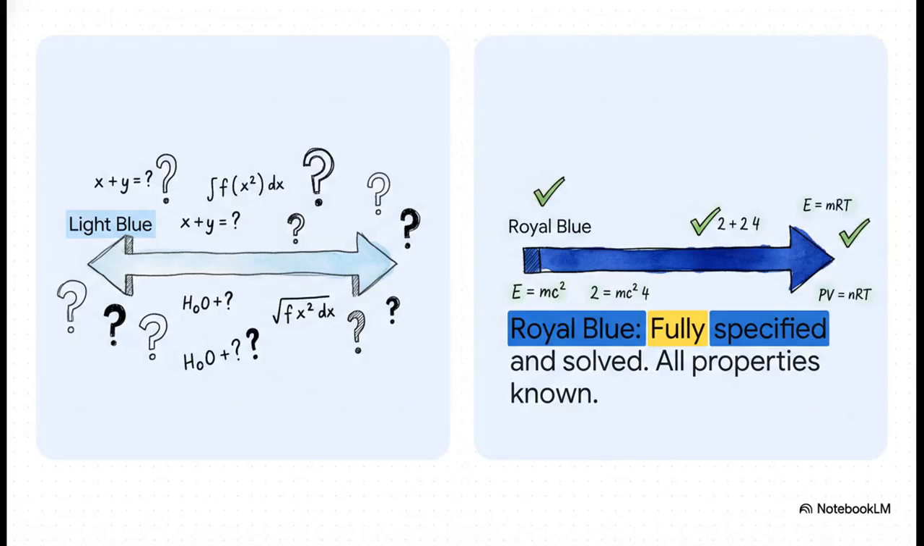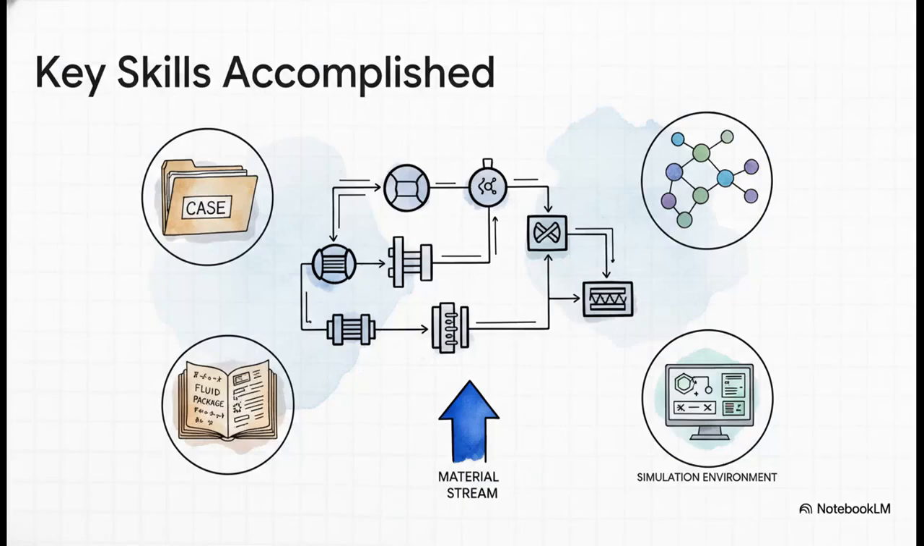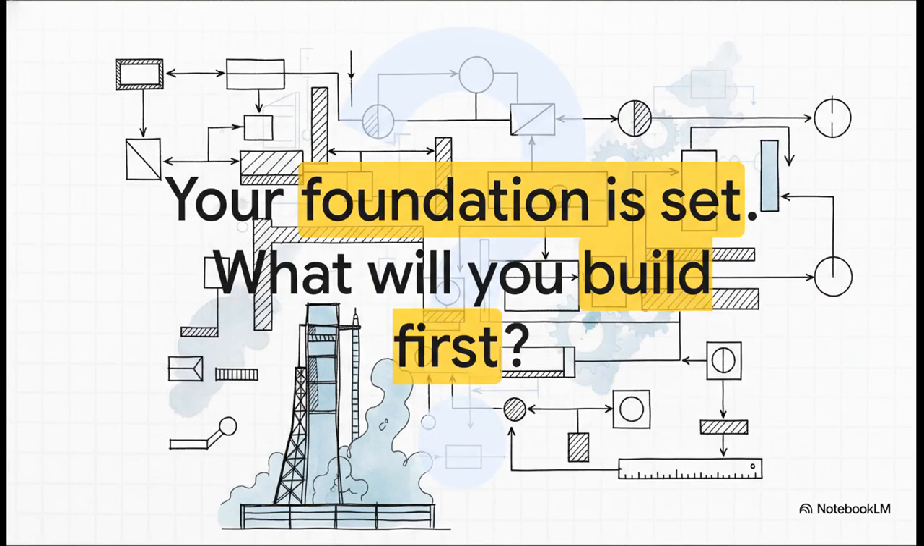Back on the flow sheet, the color tells you everything. Light blue is waiting, dark blue is solved. Simple. So, believe it or not, you've now mastered the fundamental workflow for starting any HYSYS simulation. You now have the launchpad. This is where the real engineering begins. So, what are you going to build first?